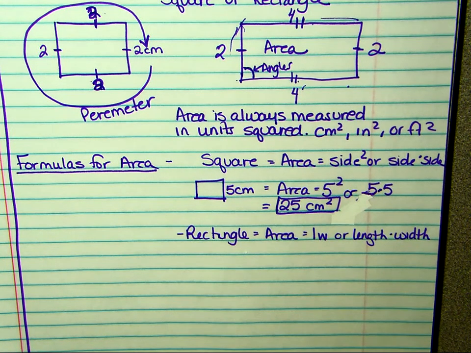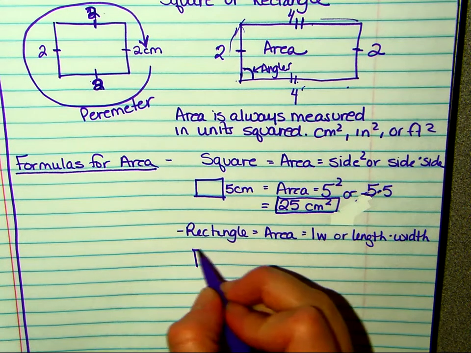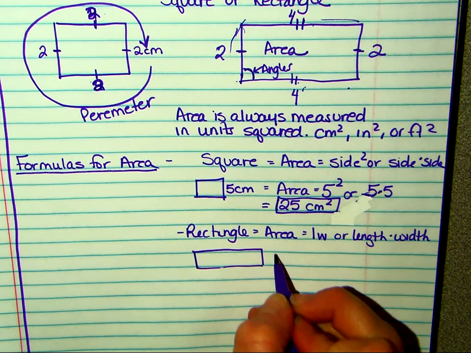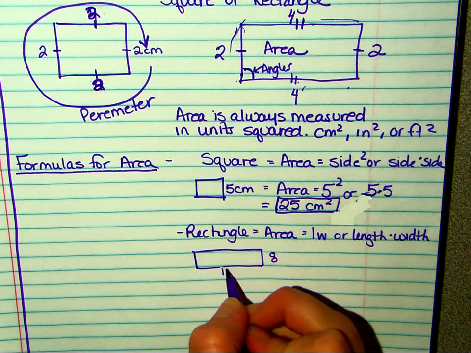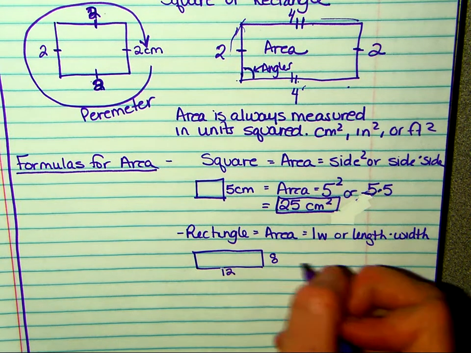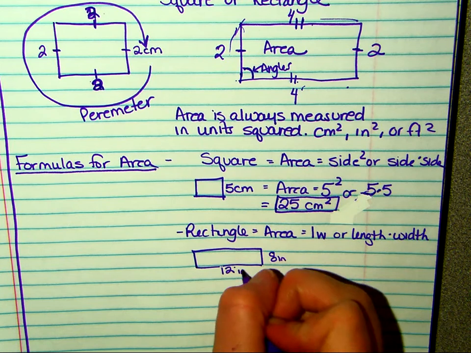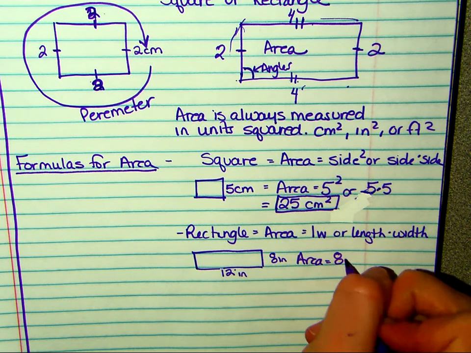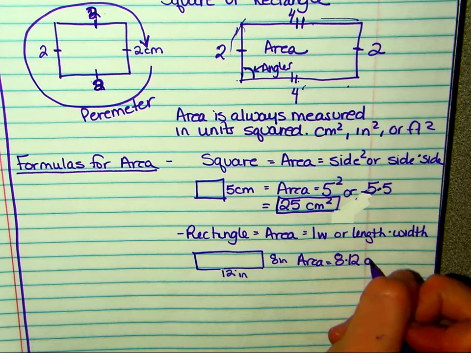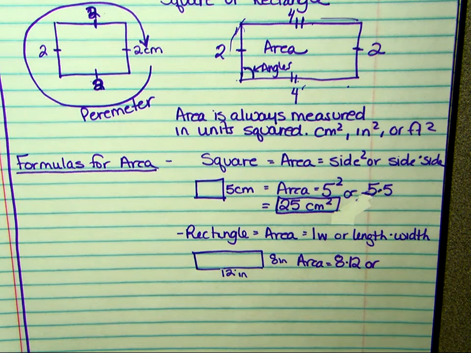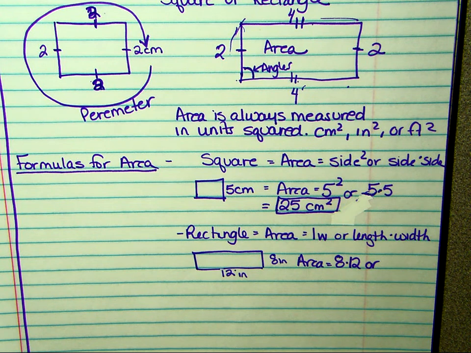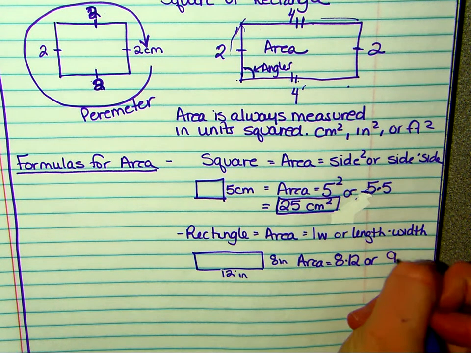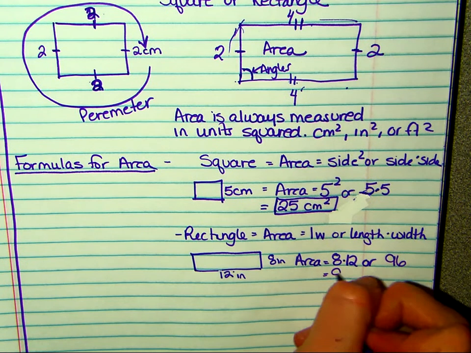Alright, so if I had a rectangle with the side length of this is 8 and this was 12, and if it was inches, my area would be 8 times 12. What is 8 times 12, class? You can shout it out if you know it. 96. 96, very good. So our answer would be 96 inches, what?